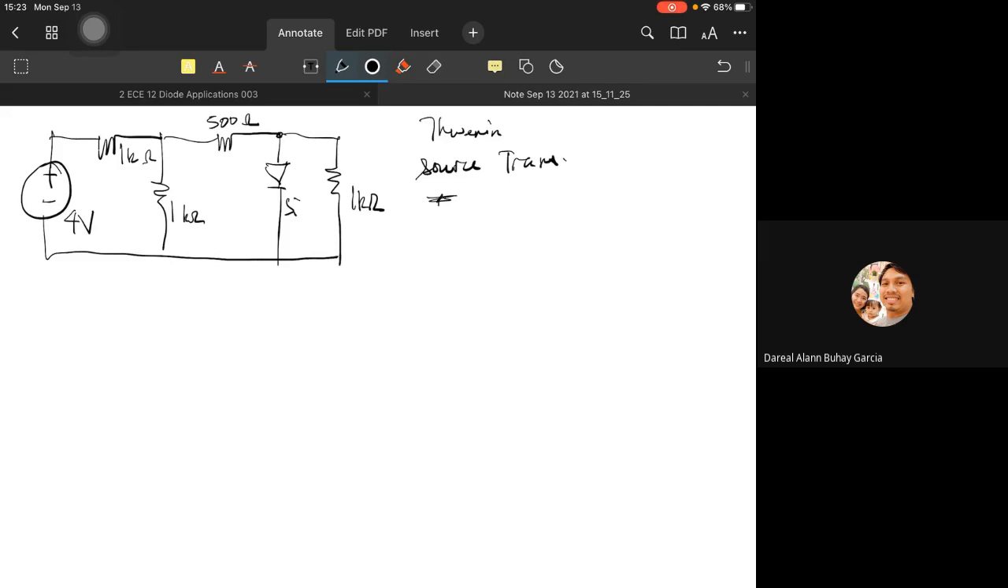Or for one thing, R1 man no? R1, 2, 3, 4. VR4 is equal to 0.7 still. So the same sila. So IR4 is V over R, 0.7 milliamperes.